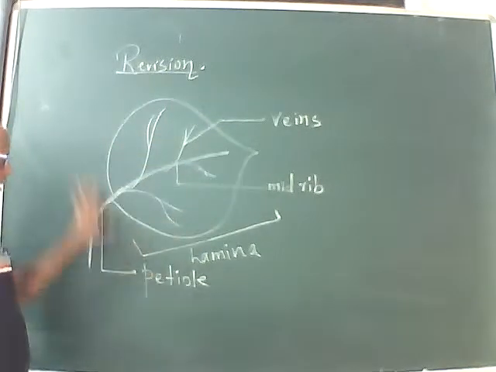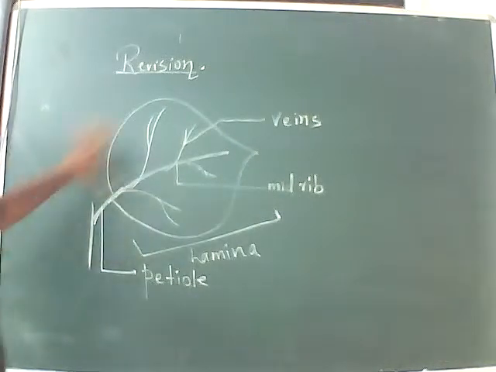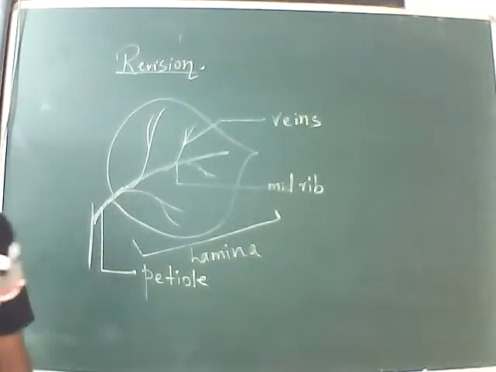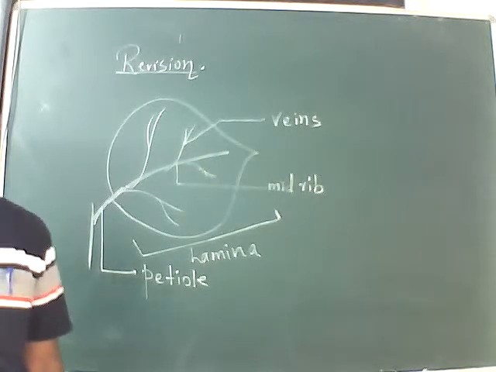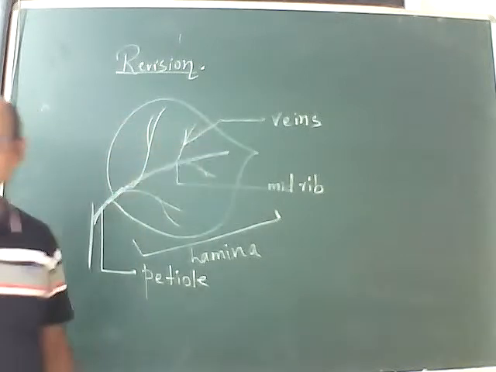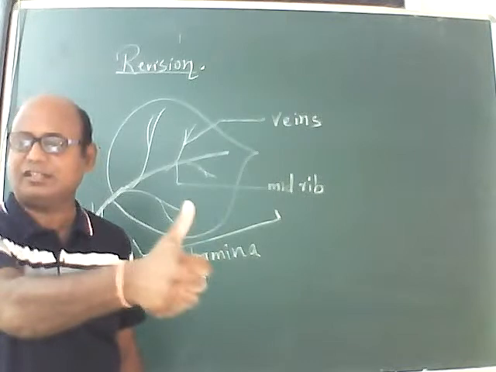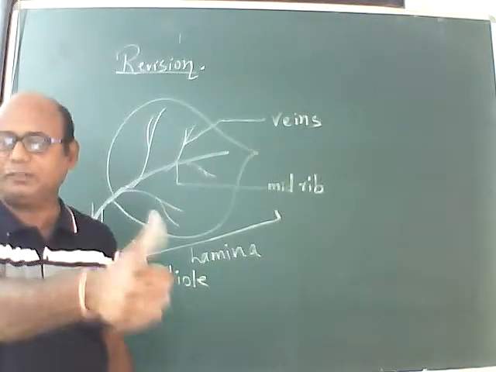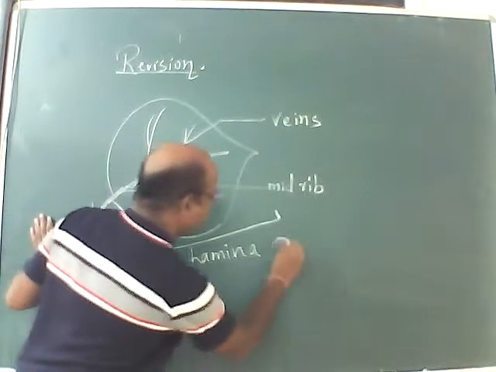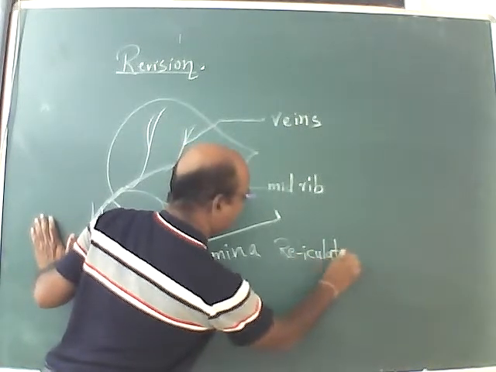What kind of venation does this leaf have? Means the alignment of the veins this leaf is having. Yes, Ella, your very correct answer. Full, your correct answer. Bhendar, your correct answer. Reticulate venation.